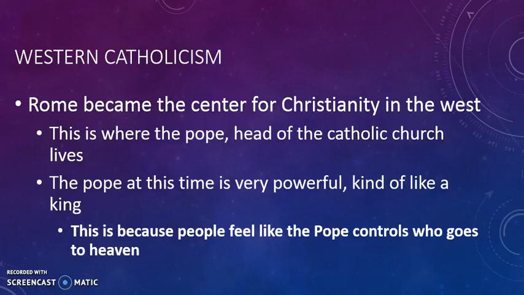So what I want to talk about now is the structure of the church. For Western Catholicism, and we'll get in a little bit later into why I'm calling it Western Catholicism, Rome became the center for Christianity. This is where the Pope, the head of the Catholic Church, lived. What you need to realize about the Pope is that the Pope is really, really powerful at this time. He's kind of like a king. He has absolute control over the church.